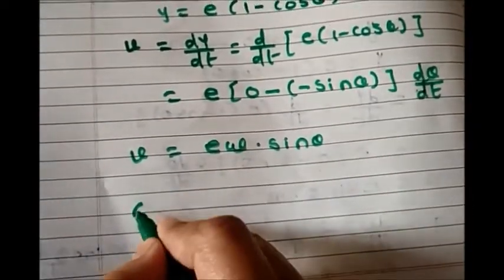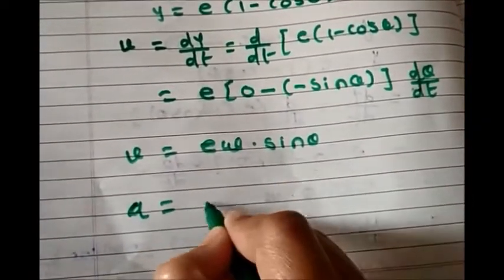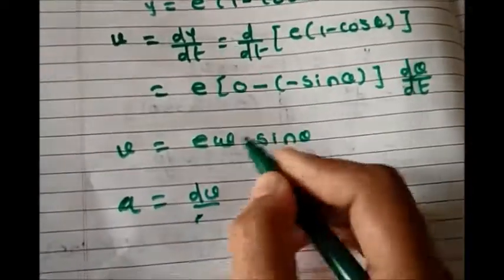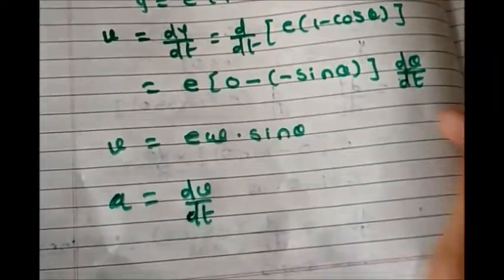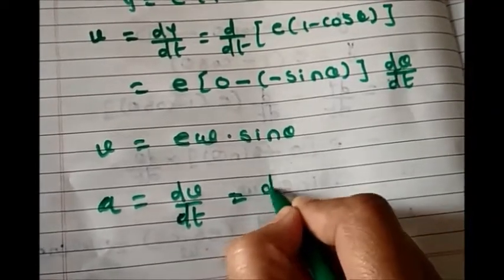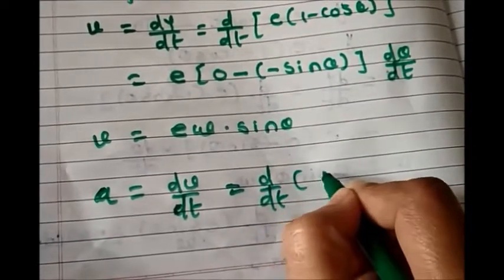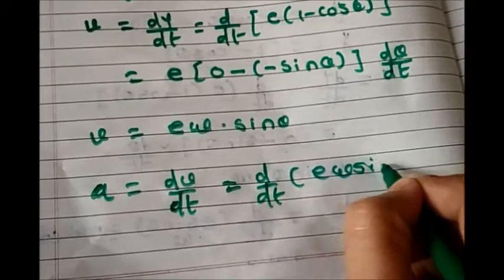Now acceleration. Acceleration is again dv by dt. So it is d by dt of v, where v is E omega sin theta.